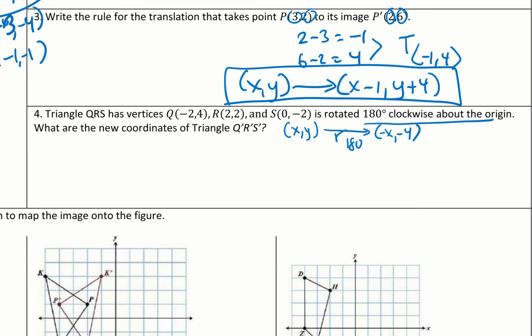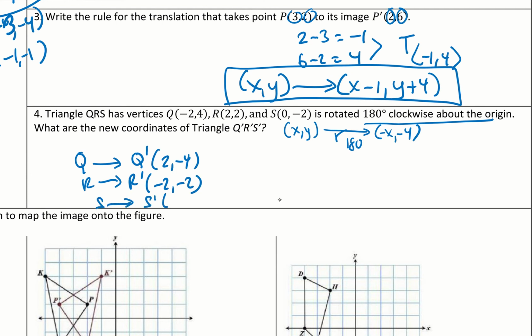So that's pretty straightforward. So Q is going to go to Q prime, and it's going to be (2, -4). You just swap the signs there. R is going to go to (-2, -2), swap the signs. And S is going to go to S prime, swap the sign. 0 doesn't have a sign, so you leave it like that. And then -2 swaps to 2. And there you go.